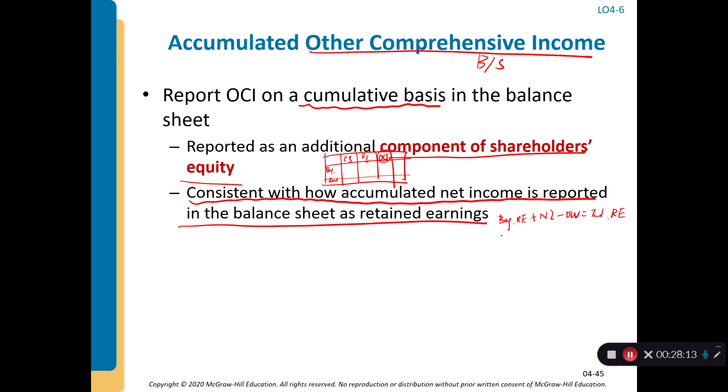Similarly, cumulative other comprehensive income also has a beginning balance plus the change in other comprehensive income, which equals the ending accumulated other comprehensive income. And then this number is going to live in the equity section of the balance sheet.